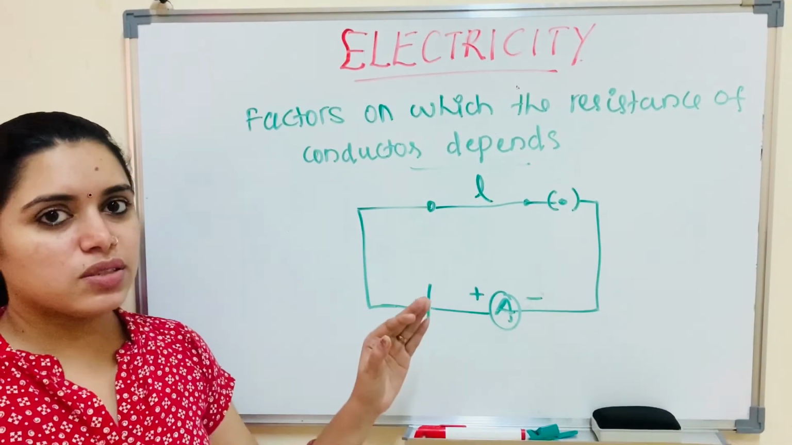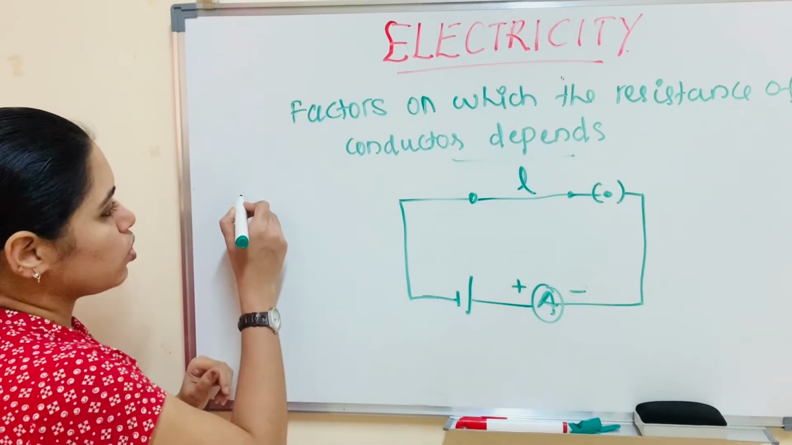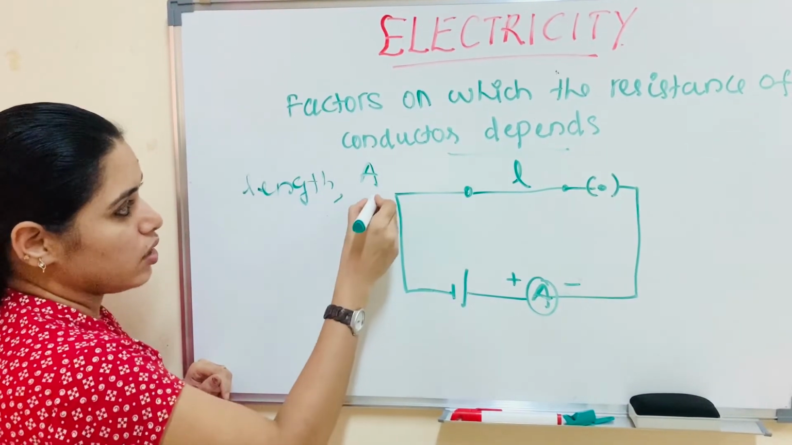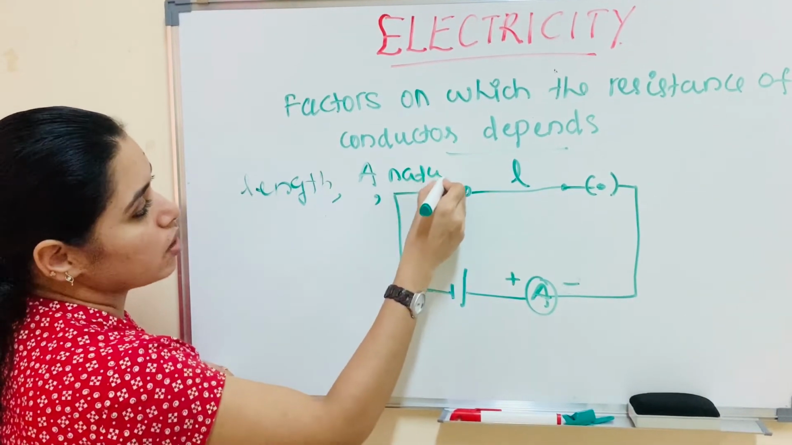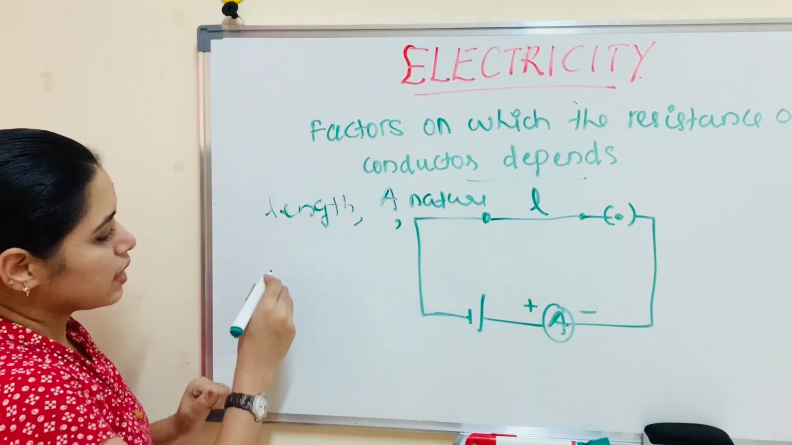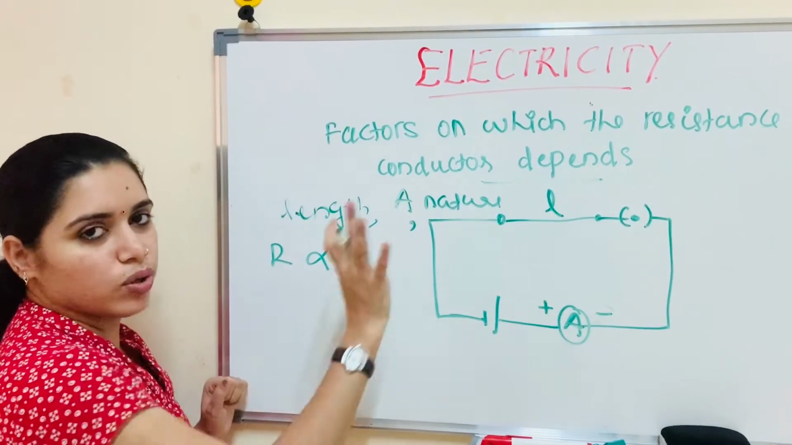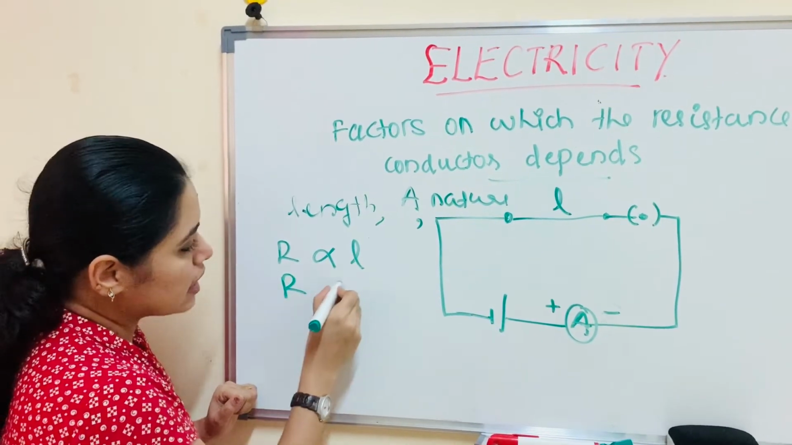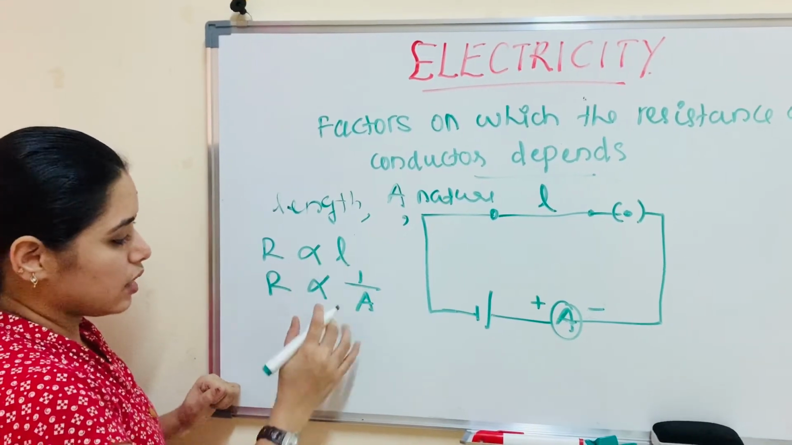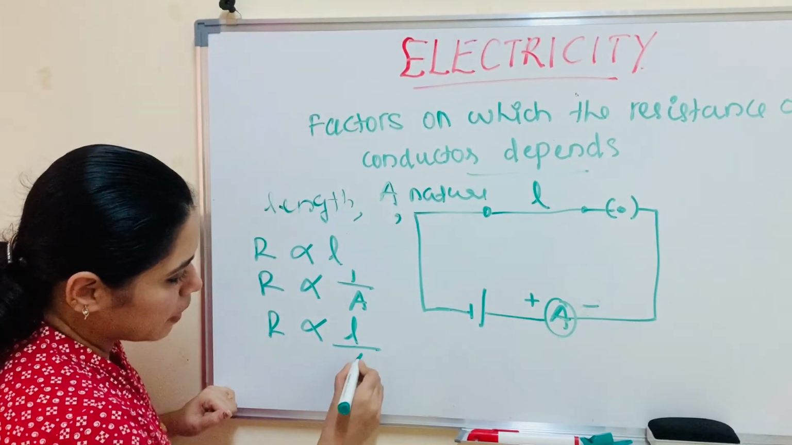From this experiment we have concluded that the resistance of a conductor depends on its length and also the area of cross section, then finally the nature of the material. And precise experiments have shown that this resistance is directly proportional to the length of the material, and the resistance is inversely proportional to the area of cross section. So while combining these two, we can write R is proportional to L divided by A.